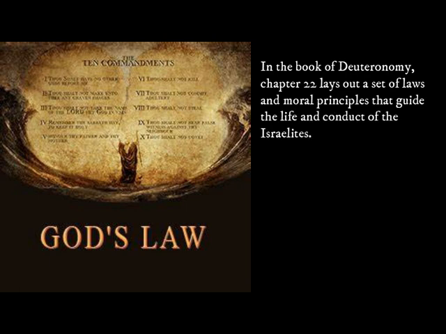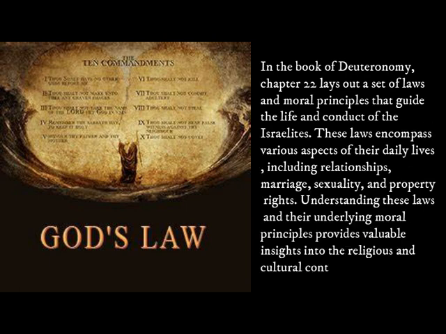In the book of Deuteronomy, chapter 22 lays out a set of laws and moral principles that guide the life and conduct of the Israelites. These laws encompass various aspects of their daily lives, including relationships, marriage, sexuality, and property rights. Understanding these laws and their underlying moral principles provides valuable insights into the religious and cultural context of ancient Israel.